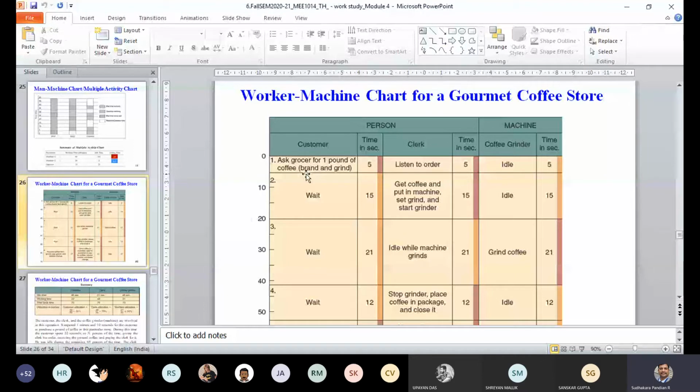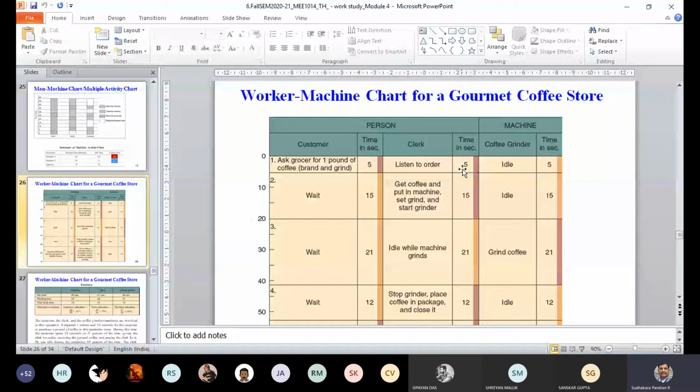5 minutes. It takes 5 seconds. Sorry, the time is given in 5 seconds. He's asking for 1 pound coffee. Okay, brand coffee, brand and grind. Then the clerk is listening to the order, for which he takes again the same time, 5 seconds.